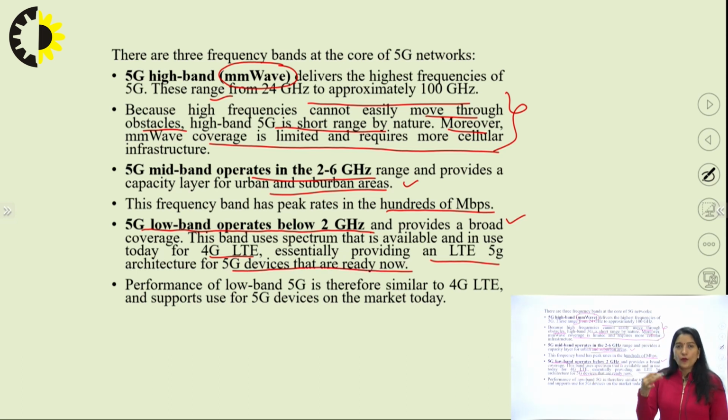It means what we are presently using is 4G, in India I am talking. In India we are presently using the fourth generation, which is actually LTE Advanced, with frequency ranges up to 2 gigahertz. So we have a compatible fifth generation, also known as fifth generation low band, which is compatible with the existing infrastructure but provides higher data rates. The performance of low band 5G is not very high compared to LTE Advanced or 4G LTE, but it supports use for 5G devices on the market today.